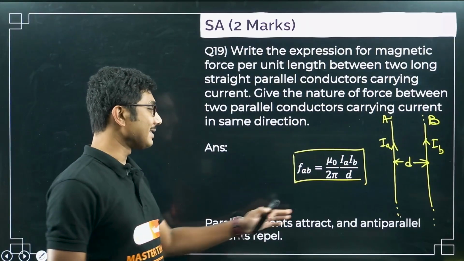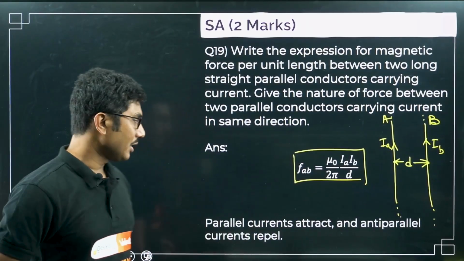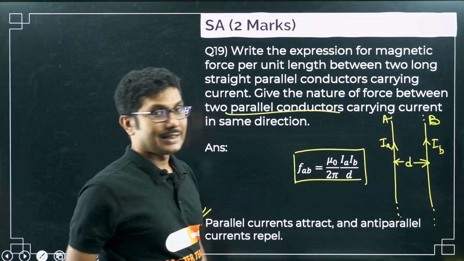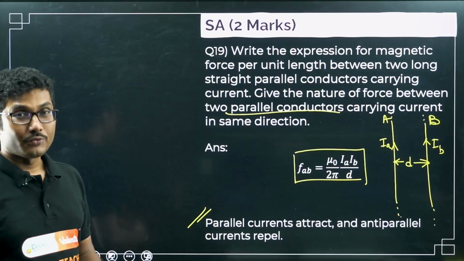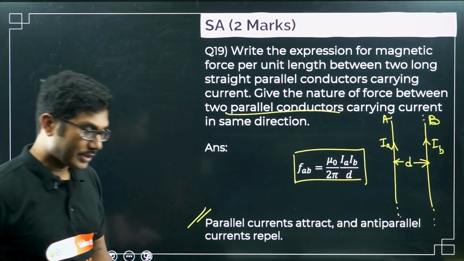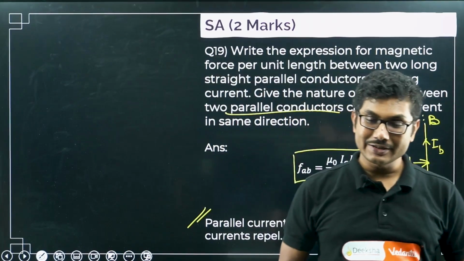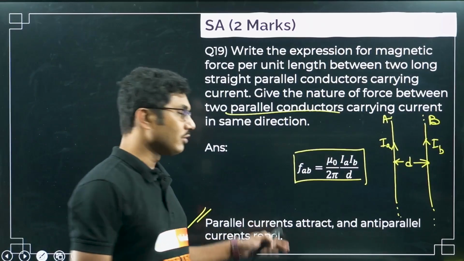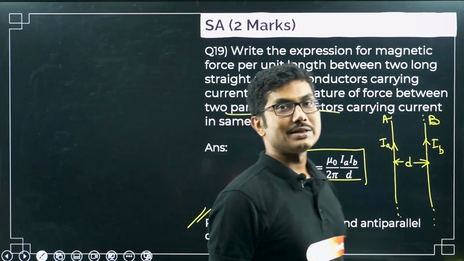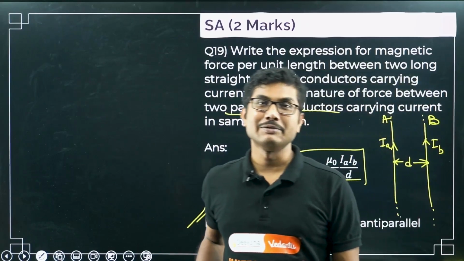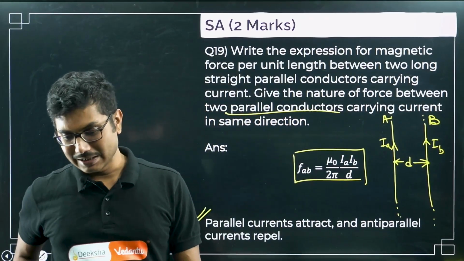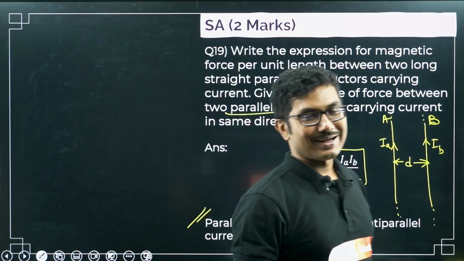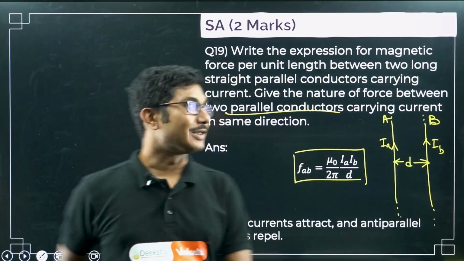We know that parallel currents attract and anti-parallel currents repel. We have learned that in our MCQ part. So when the currents are parallel, force is attractive in nature. When the currents are anti-parallel, force is repulsive in nature. I have included both. Maybe in your exam they will ask about anti-parallel currents, and you will say, sir, you have only taught us parallel currents. But if parallel currents attract, anti-parallel currents will definitely repel, right? So that is the nature.